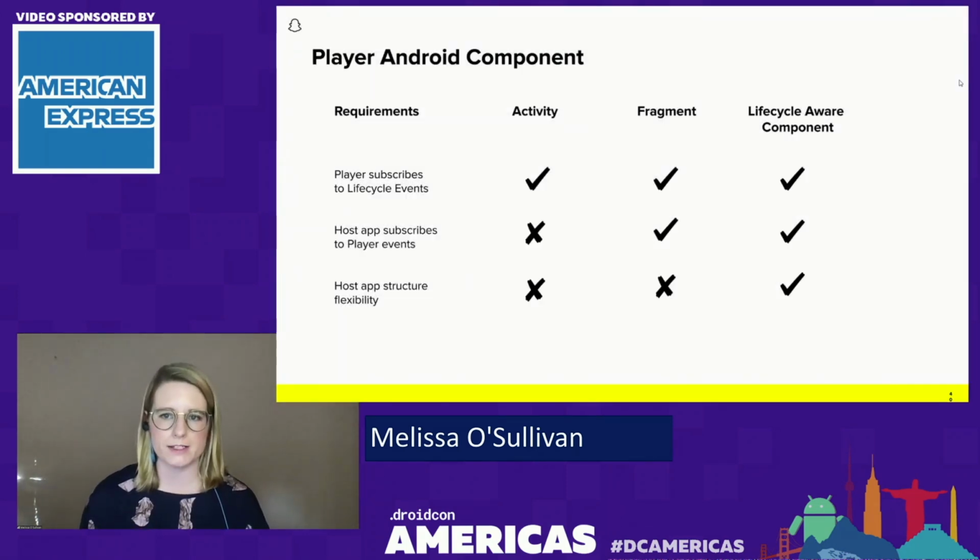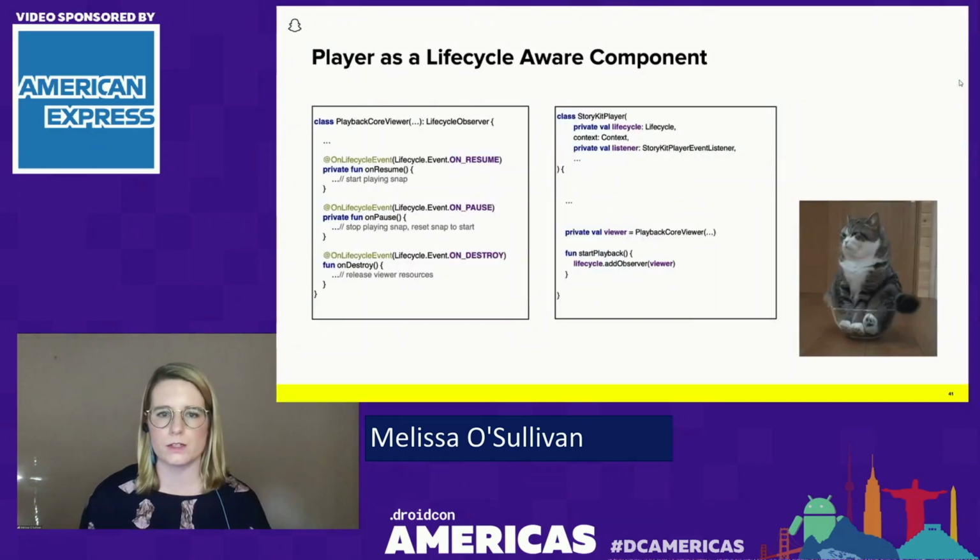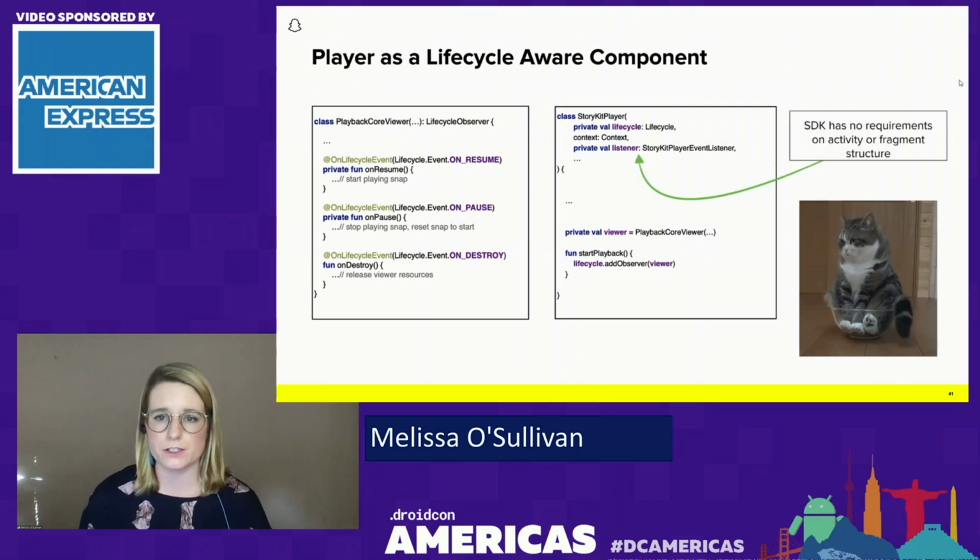So we went back to considering options and discovered that Jetpack's lifecycle-aware component is perfect for our SDK's requirements. This is the lifecycle-aware component implementation. So with this, we are able to obtain lifecycle events to pause and resume the player when the app is backgrounded and foregrounded, and we can receive the listener from the host app. And we only ask that the host app pass in a reference to the lifecycle. So with this, there are no harsh constraints about how the host app uses activities or fragments, and it's much easier for partners to integrate with.